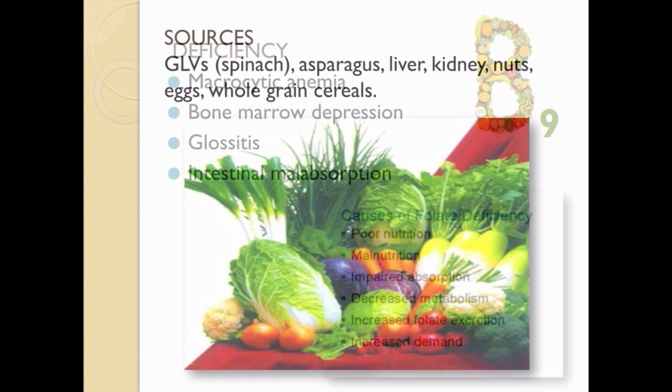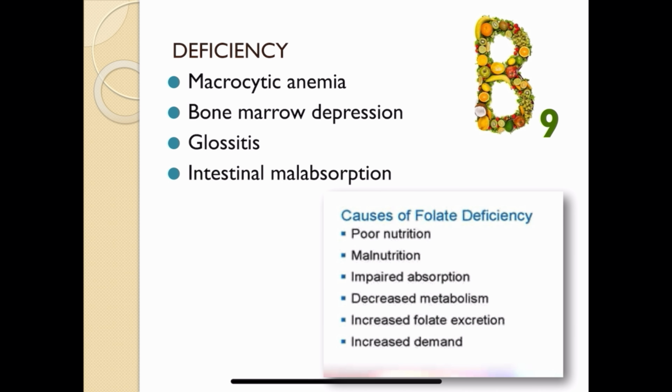The deficiency of vitamin B9, since it is folic acid and responsible for the production of RBCs, causes macrocytic anemia, bone marrow depression, glossitis, and intestinal malabsorption. The causes of folate deficiency may be poor nutrition, malnutrition, impaired absorption, decreased metabolism, increased folate excretion, along with increased demand.